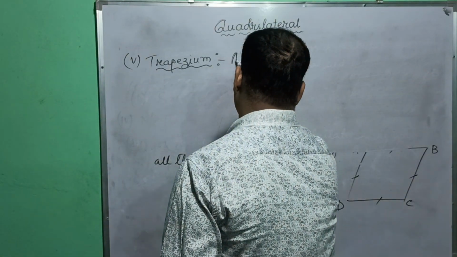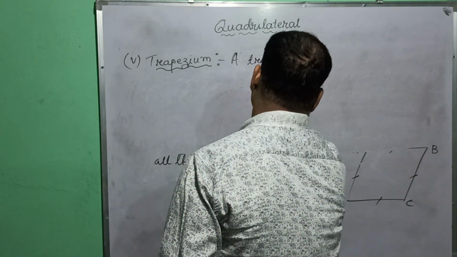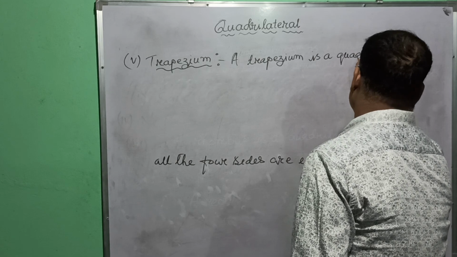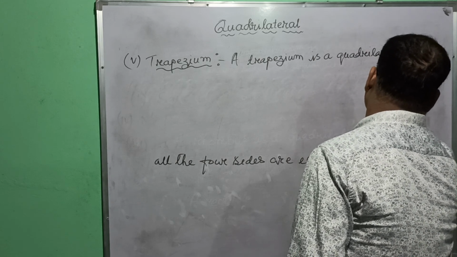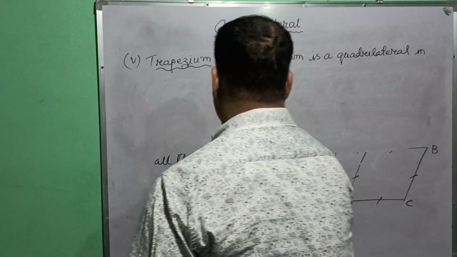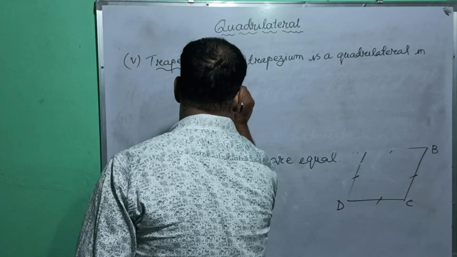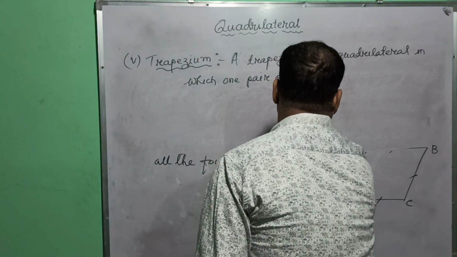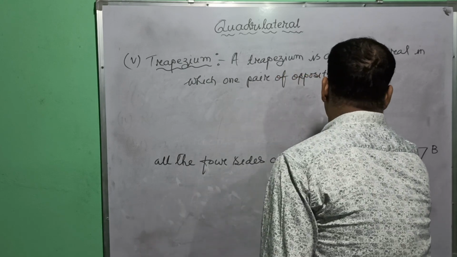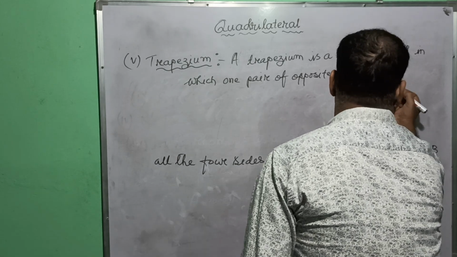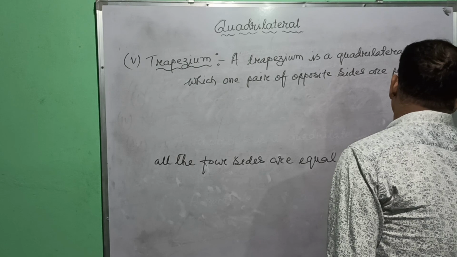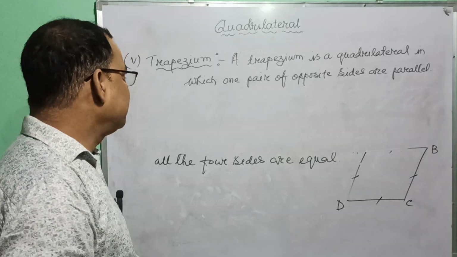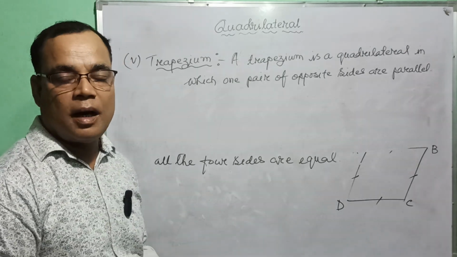So we can define it. A trapezium is a quadrilateral in which one pair of opposite sides are parallel. So this is the definition of a trapezium, and for your information, I am telling that there are other types of trapezium, and it is called isosceles trapezium.